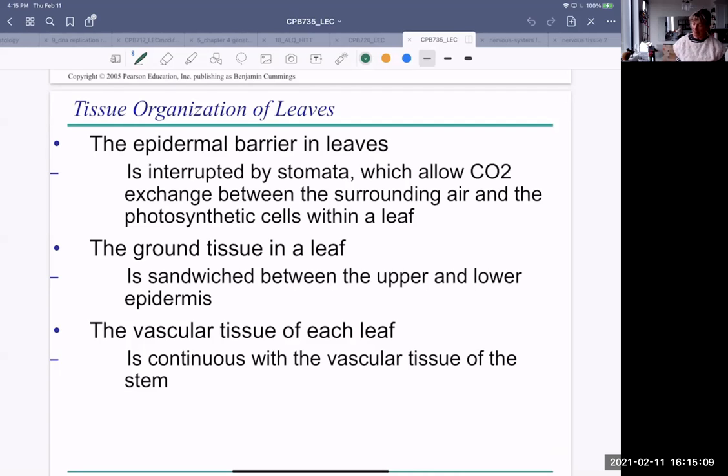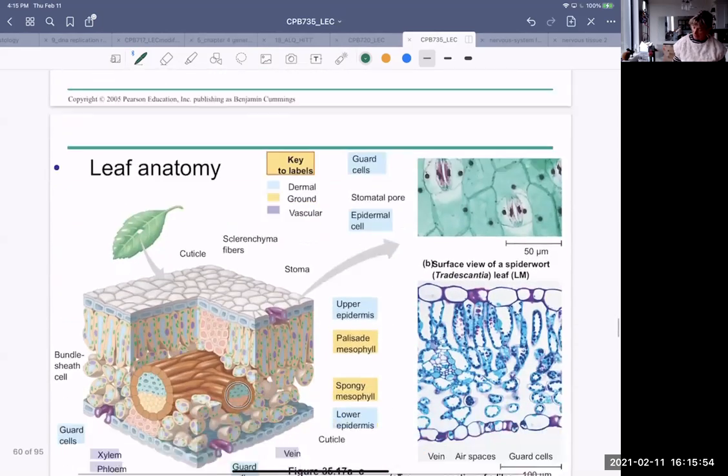So leaves have different tissue, epidermal tissue. And the epidermal tissue, which is the outer layer, that is underneath each leaf, interrupted by stomata. They're basically pores, and they allow carbon dioxide exchange between the air and the photosynthetic cells within the leaf. A ground tissue is in between the upper and lower epidermis of a leaf, and the vascular tissue is continuous with the vascular tissue of the stem. So this is what that looks like.